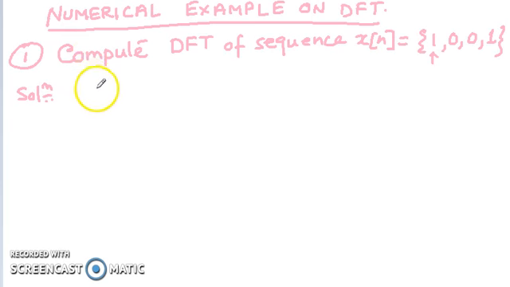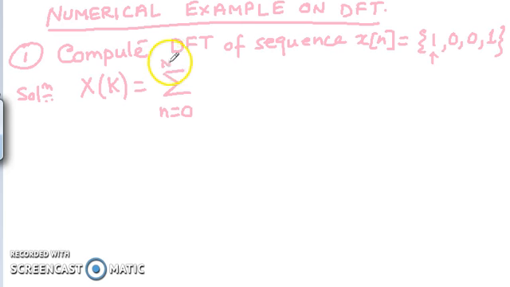So what we know now, we know the formula of DFT. The formula of DFT is X(k) equal to summation of n equal to 0 to N minus 1, x(n) e to the power minus j 2 pi k n over capital N.